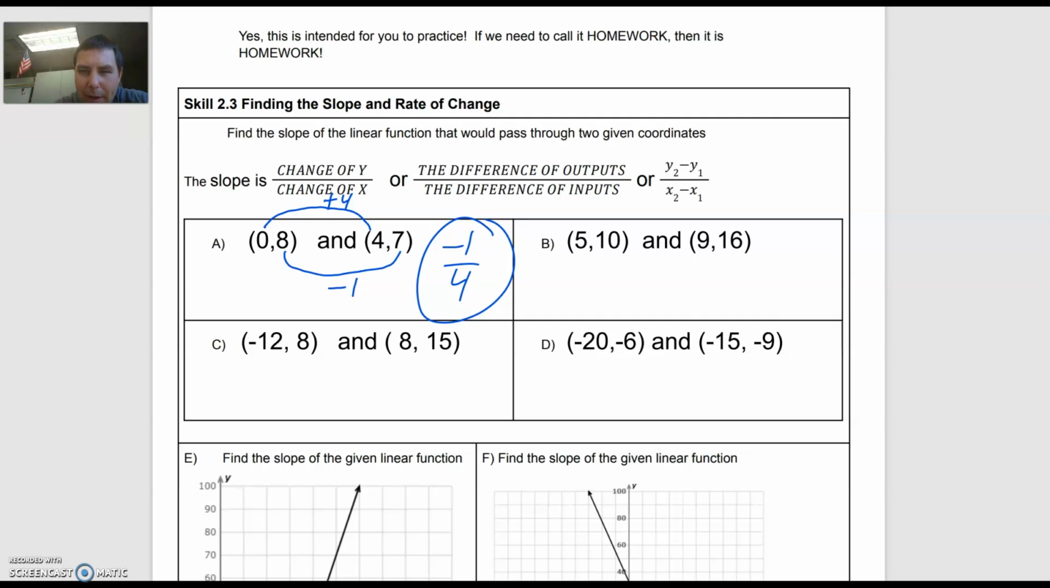Again, I'm going to start with the y value. So to go from 10 to 16, that went up 6. Then I'll go to the 5 to the 9. To get 5 to be 9, that is plus 4. So I have to go right 4.